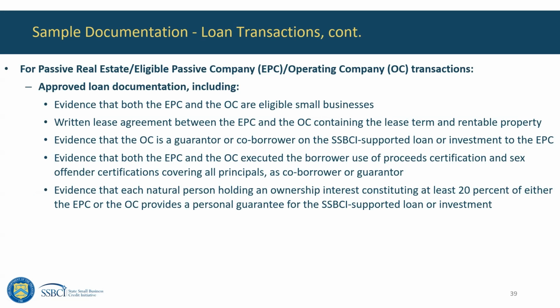Same thing for EPC/OC. These are all the items in the guidelines specifically that are required for that exception for EPC/OC transactions. So this is pretty prescriptive and very clear. We would want to see a lease agreement, guarantors, guarantees, and certifications signed by the EPC and OC. This is prescriptive because it is required through the guidelines. Next slide, please.